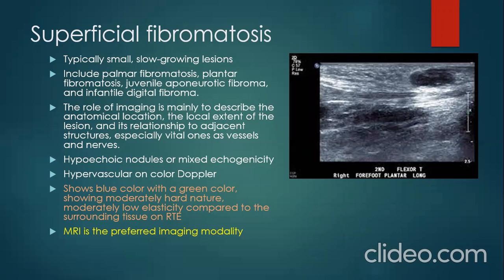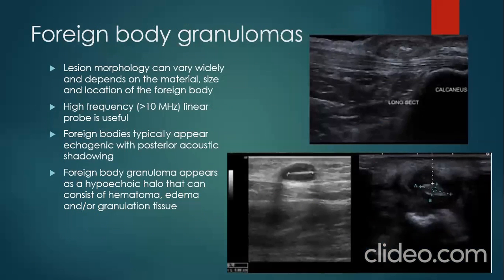And on ultrasound, they appear hypoechoic or it can have mixed echogenicity. And on color Doppler, they are hypervascular. On real-time elastography, it shows blue color with a green color, which shows a moderately hard nature and moderately low elasticity when comparing it to the surrounding tissue.